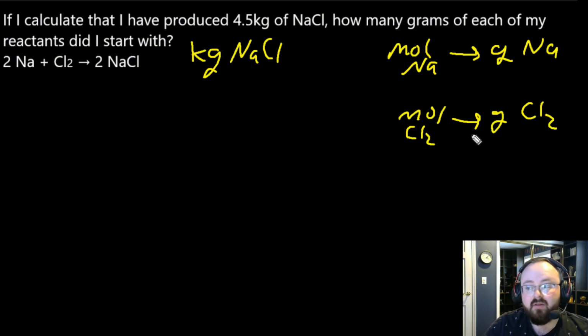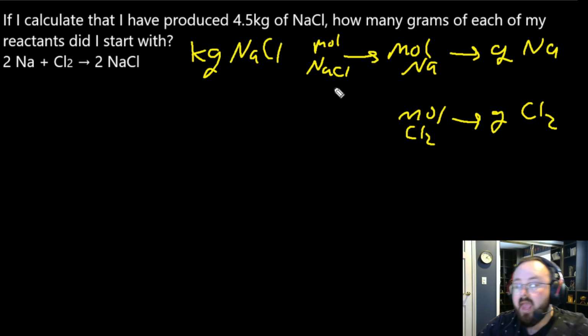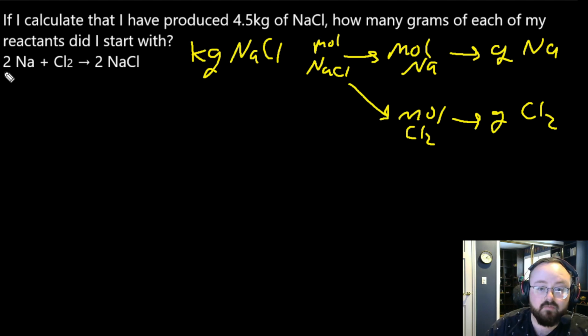But we can't go straight from the mass of sodium chloride to the amount of moles of Na. We have to put our moles of NaCl. And in fact, we can go from moles of NaCl to both the moles of Na and the moles of Cl2. Why? Because we have coefficients here that give us that relationship. Every 2 NaCl's, there's 2 Na. Every 2 NaCl's, there's 1 Cl2.